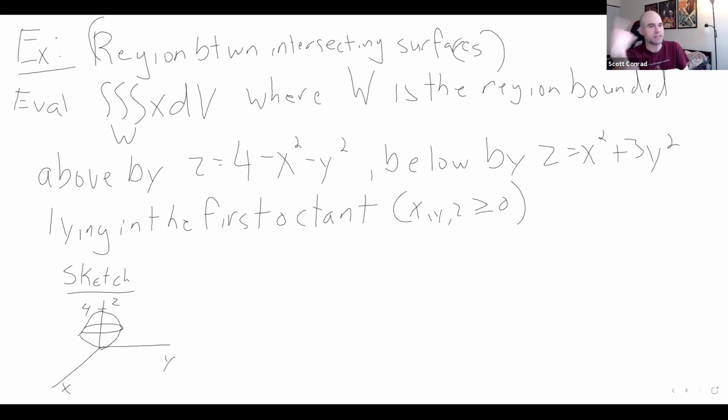And it's not going to be exactly circular. It's going to be a little elliptic there, but that part's not too important. So forget about the first octant part. Here's our top surface. Here's our bottom surface. And we need to figure out where x and y live.